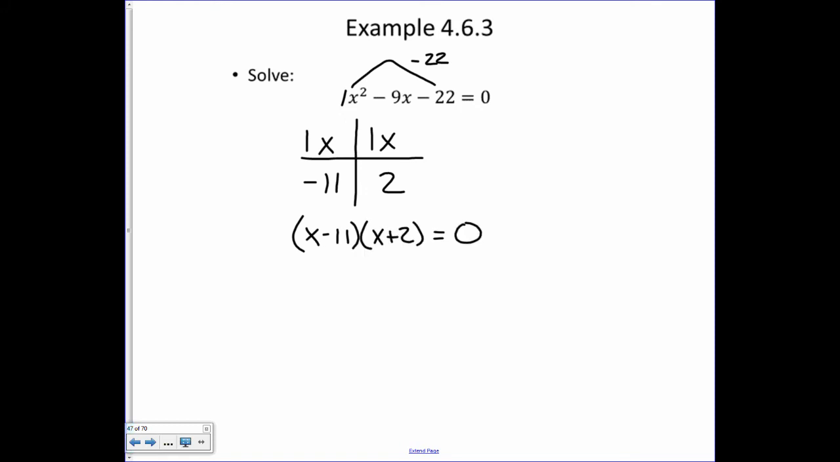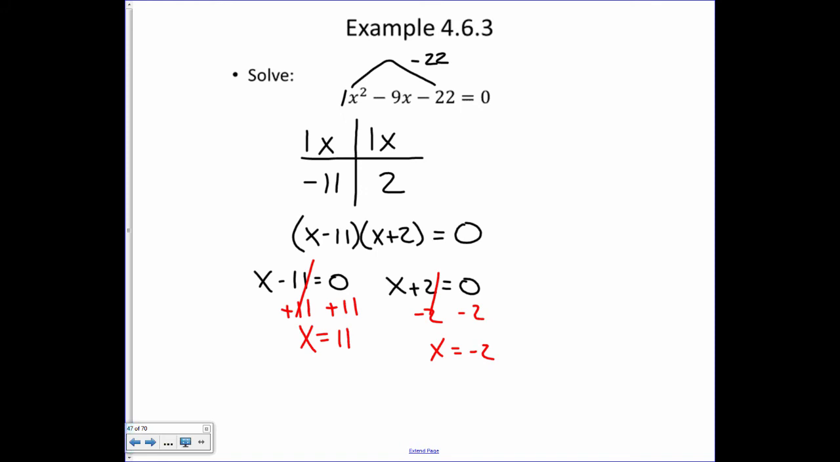And now we can bring back that equals 0. And just like we did in the previous examples, we're going to take each piece and set it equal to 0 and solve. So here we'll add 11 to both sides, and you get x equals 11. Here we subtract 2 from both sides, and you get x equals negative 2. Now you can check these by plugging those numbers into the original equation and seeing that 11 and negative 2 will give you 0.